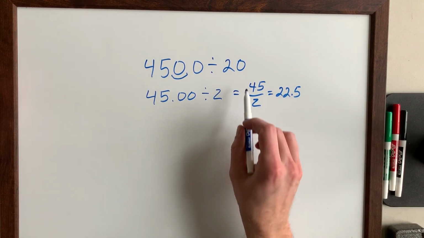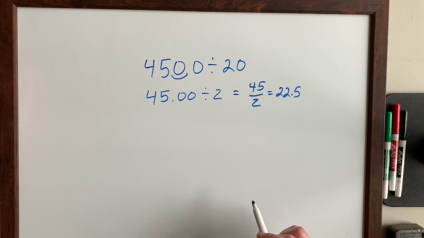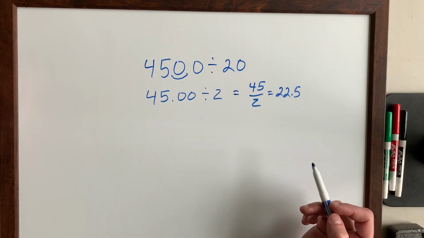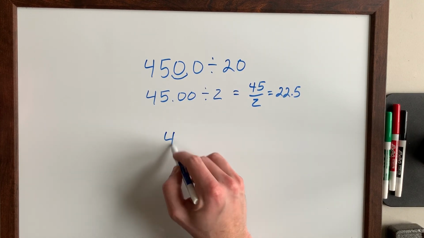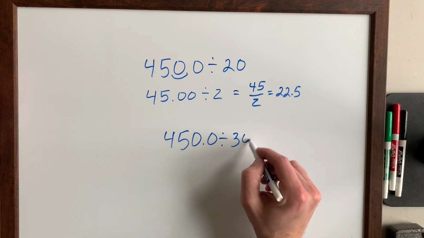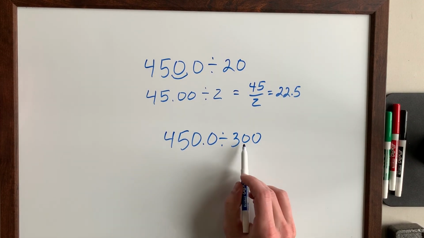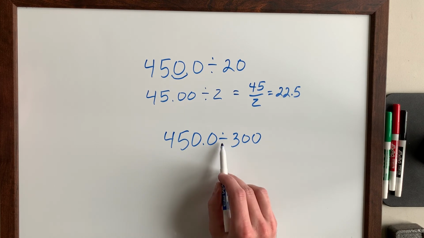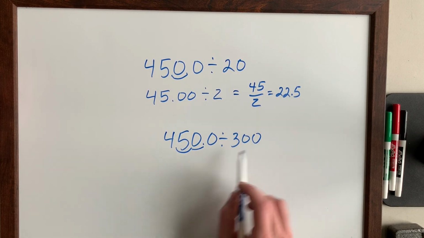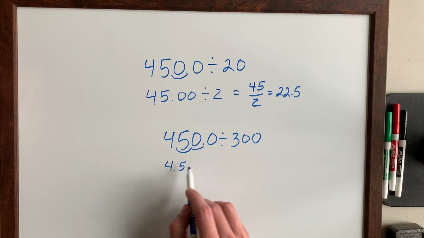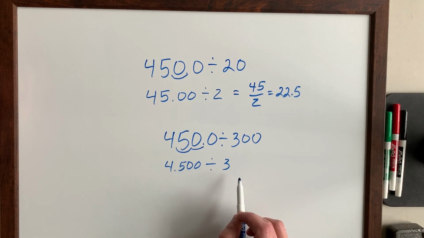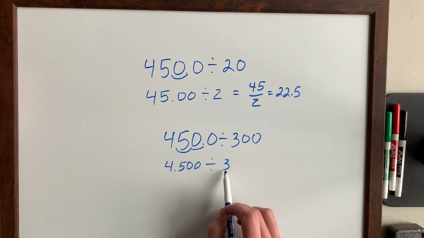So in all the other examples, this first digit was a 1, and at that last step, we would have been dividing by 1, which would not have changed the answer. But if you have something else, let's do another one, 450.0 divided by 300. I can move to the left 2 spaces because I'm dividing, so move to the left, 2 spaces because I have 2 zeros. That would give me 4.500. But now I'm going to divide by 3 because that leading digit is a 3.